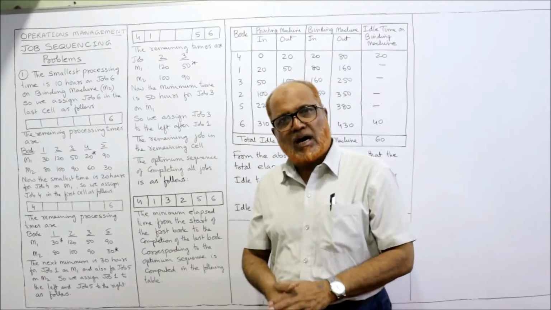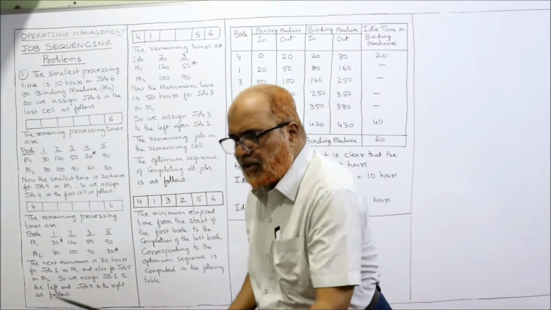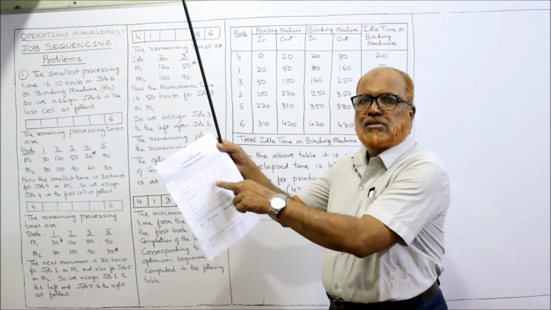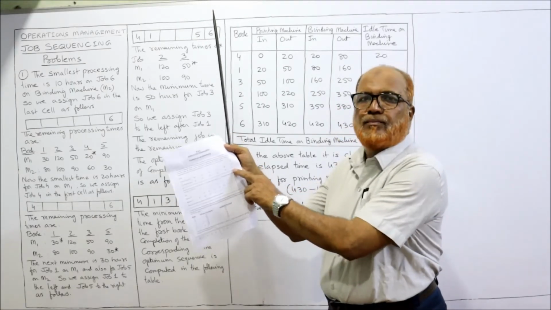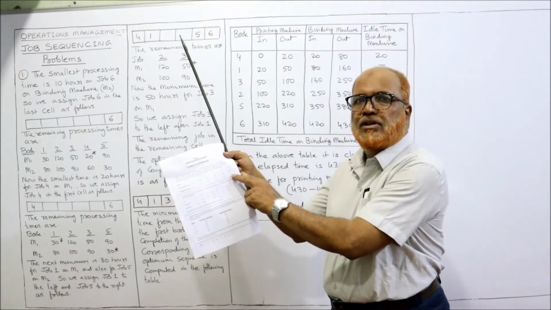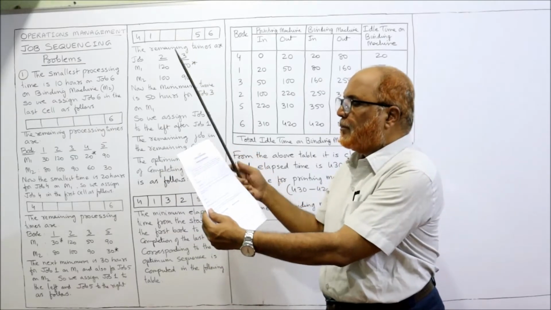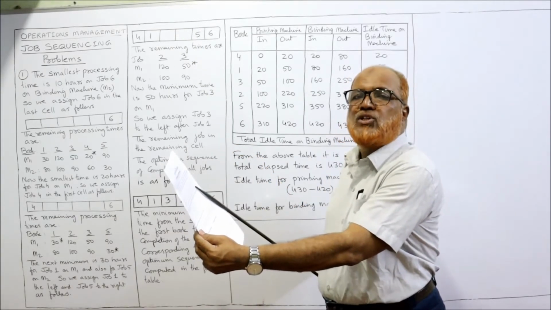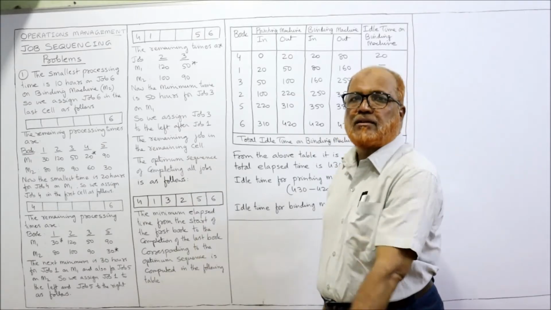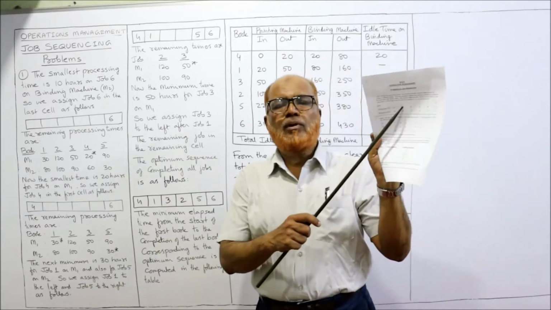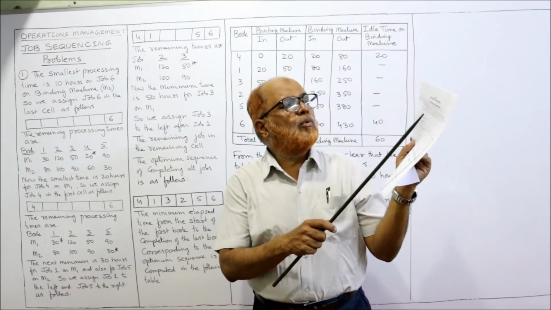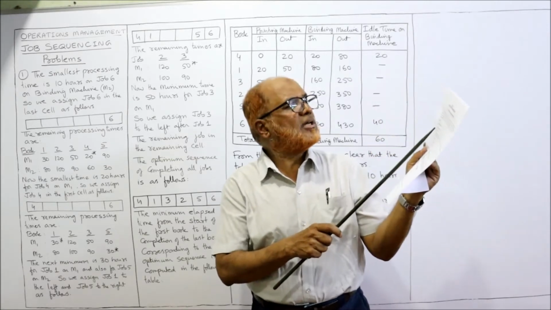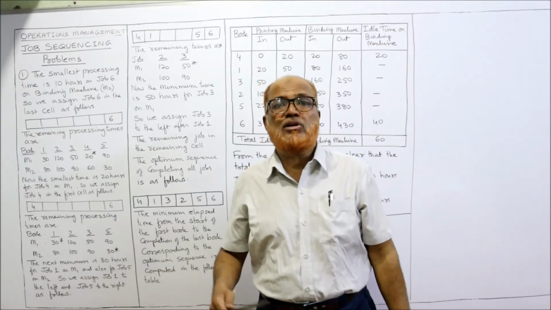Now we will start our problem. If you observe all the times, the smallest possible time is 10 hours. On which machine? Machine binding. And which job? That is book number 6. So from the given problem we can see the smallest processing time is 10 hours for book number 6 on machine binding. Binding means second machine.